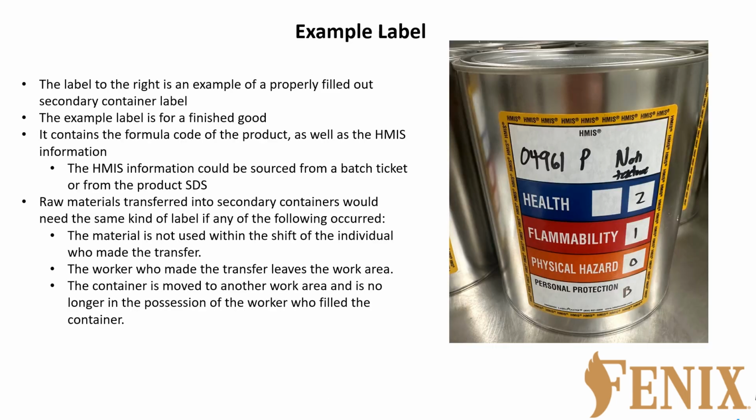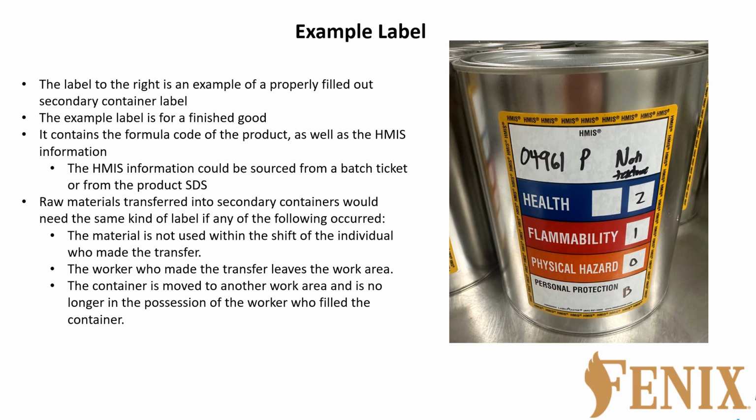The label to the right is an example of a properly filled out secondary container label. The example label is for a finished good. It contains the formula code of the product, as well as the HMIS information. The HMIS information could be sourced from a batch ticket or from the product SDS.